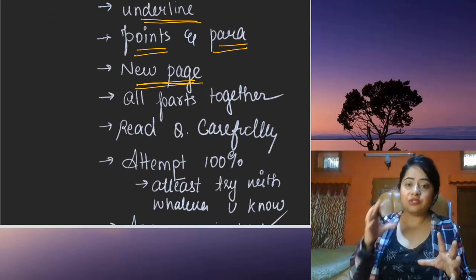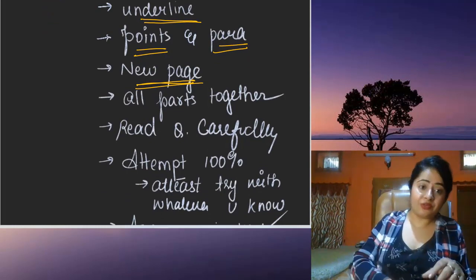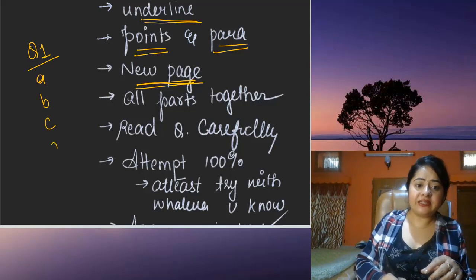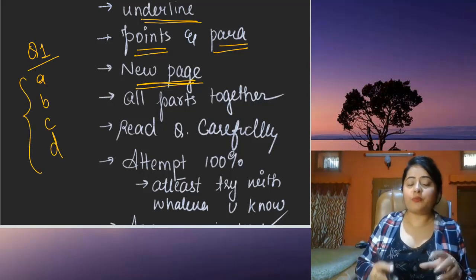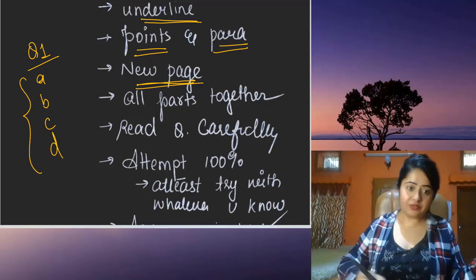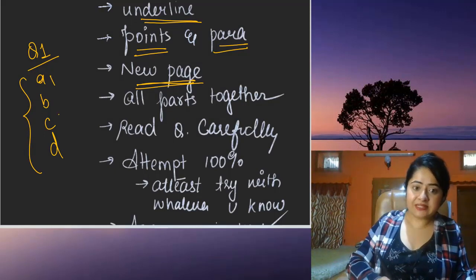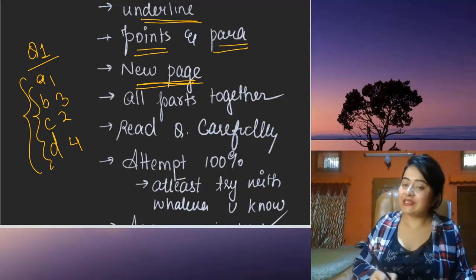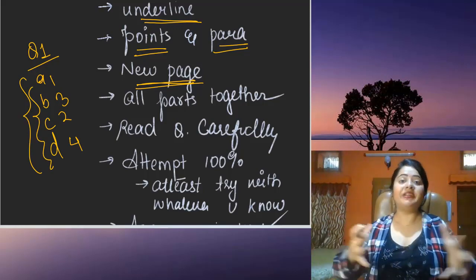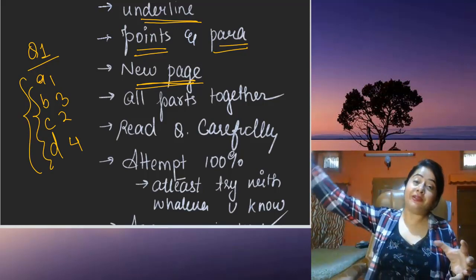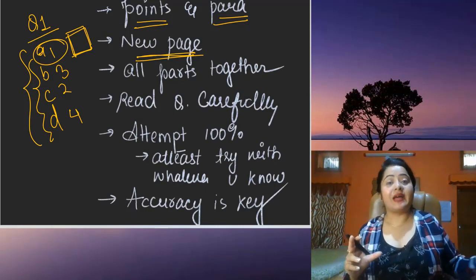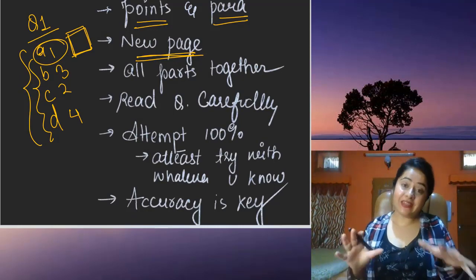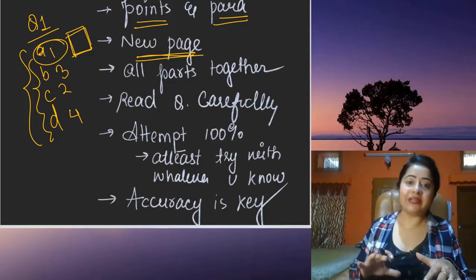Then all the parts of one question should be together. That means question 1 has part A, B, C, D. Okay, so all these 4 parts should be one after another. You can do this first and this second and this third and this fourth. Internally, you can change their sequence, but all of these parts should be together. Don't do one part later on at the end. Always make sure that you are attempting the questions that you know best first. And then if you don't know any answer, you can come back to it later on.